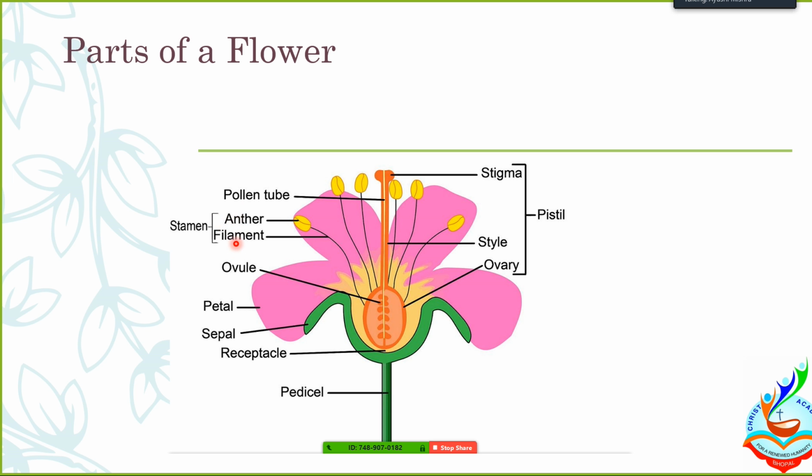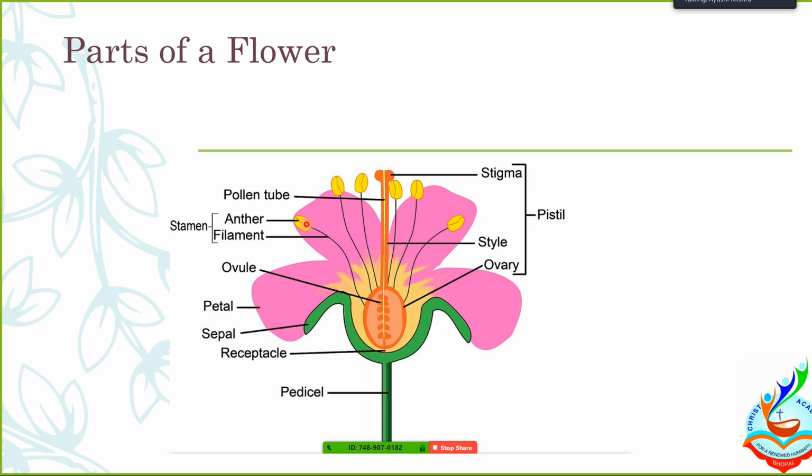The main parts of the stamen are anther and filament. Each stamen has two parts, filament and anther. This portion is called the filament and this is called the anther. Each anther lobe contains two pollen sacs. One pollen sac is this and one pollen sac is this. Pollen grains are formed in these pollen sacs of the anther, which I will explain in another slide.